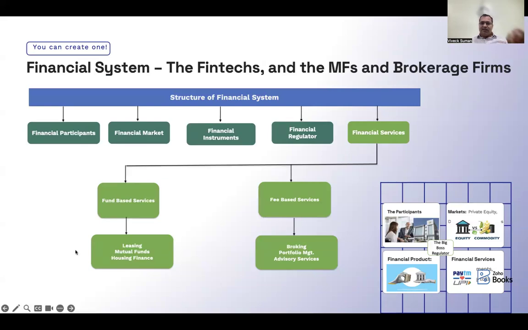We looked into financial services, which are fund-based services, and there are fee-based services. Brokerage companies are fee-based services. They will charge you a specific amount. Portfolio management companies are also fee-based, taking a certain percentage from the portfolio they are managing, and advising also charges a percentage. When you talk about fund-based services, these are how they design their product, so it is a leasing company, mutual fund. They themselves design, bring different stocks, put them into one basket, and call it a mutual fund. We will learn about mutual funds in module 4. And housing finance. So these are the different buckets which come into financial services.